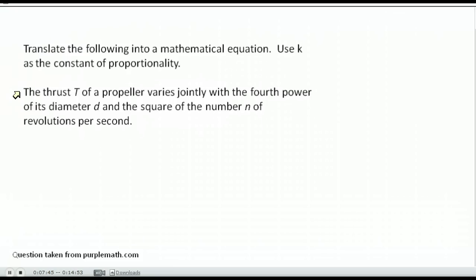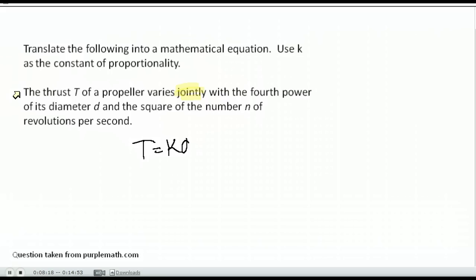All right, here's an example that I pulled off of purplemath.com because I was trying to find more examples. The thrust T of a propeller varies jointly. Okay, so again, jointly tells us right off the bat we're going to multiply more than one thing by our constant K. So far we know T equals K times something, and it's going to be two other things because of that jointly tips us off right there. Okay, so what's it going to be?